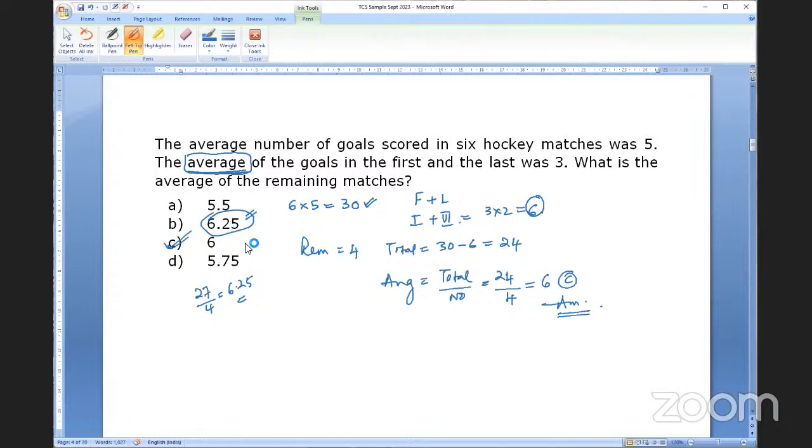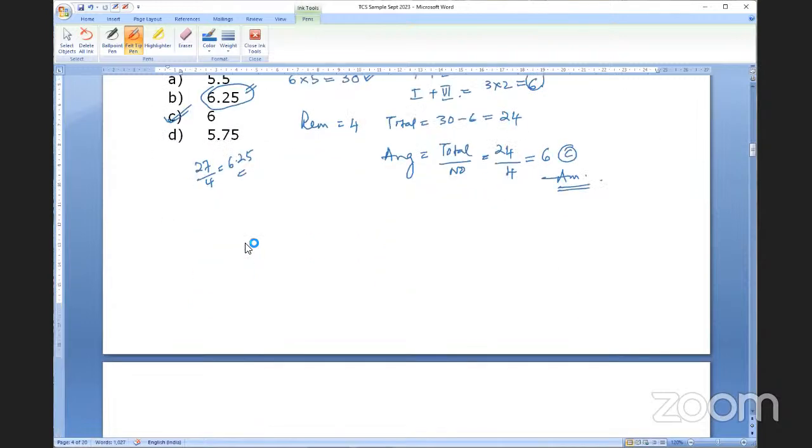Hello. Answer is not B. Answer is not B. Answer has to be C. 6.25 answer nahi hoga. That is the wrong reading you people are doing. Komal, Akshata, Aishwarya. Dhyan rakhenge. We move on to the next one.